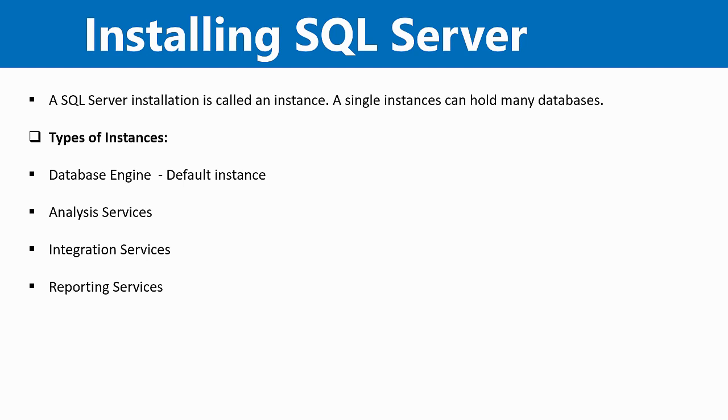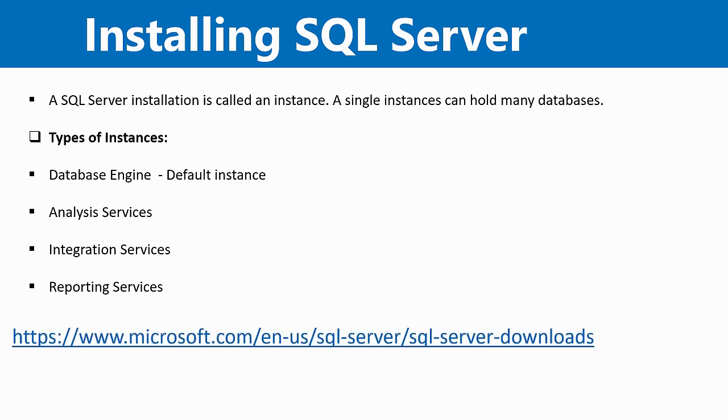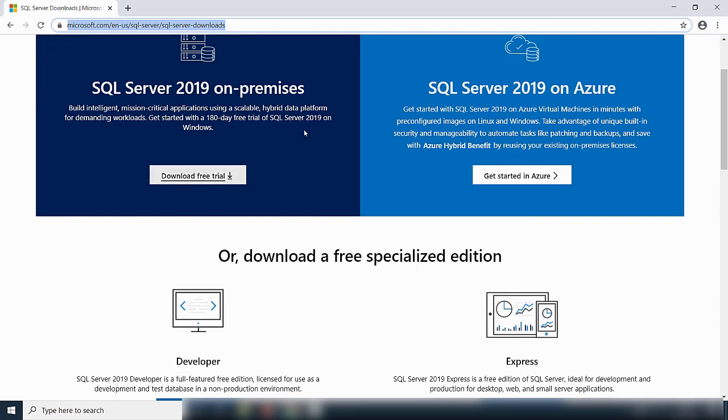To download SQL Server, we need to visit the link displayed on the screen. This is the official website for the SQL Server 2019 download. There are some options here to try SQL Server on premises or in the cloud. If you want to try it on premises, this is the trial version.